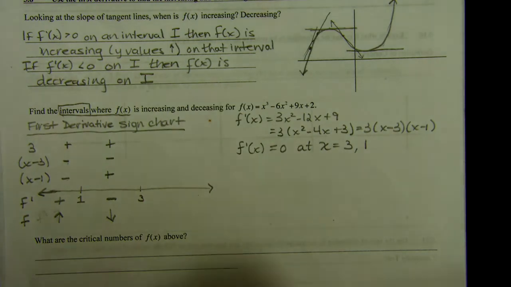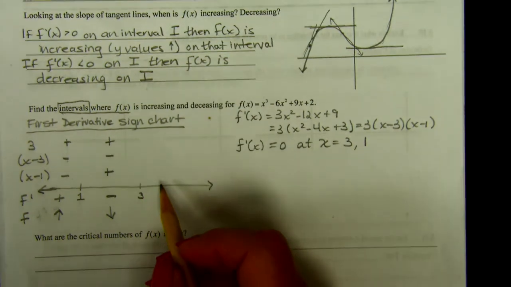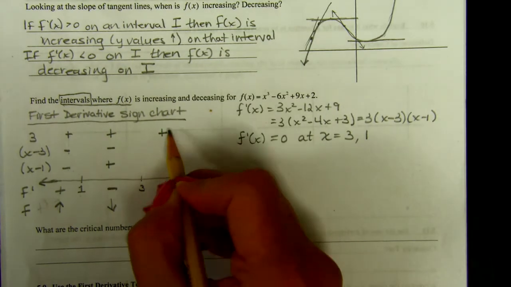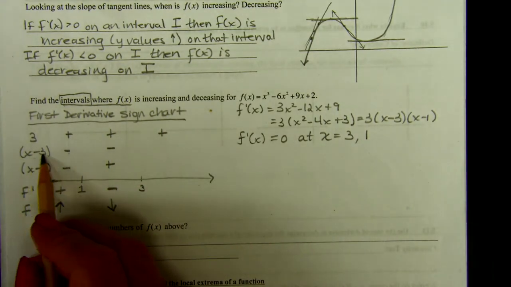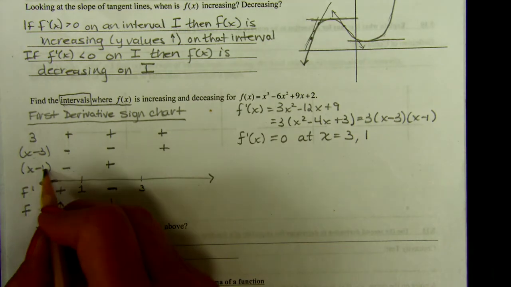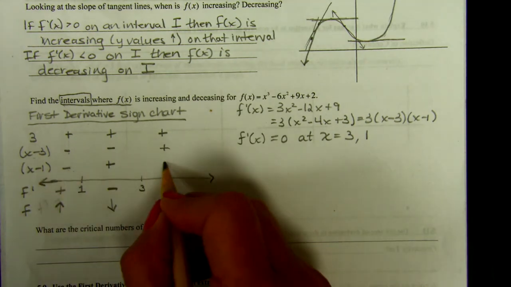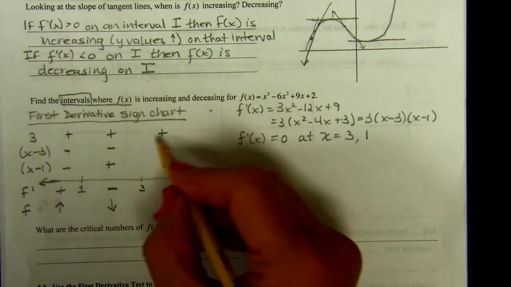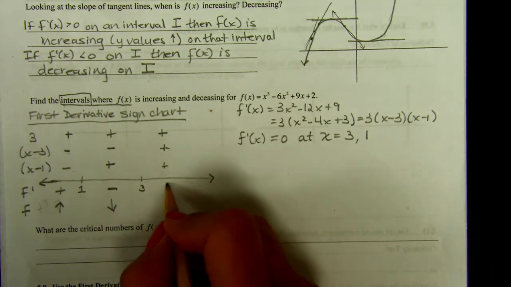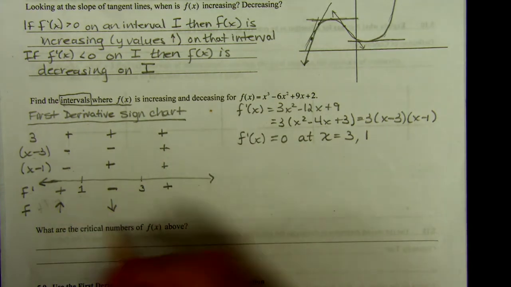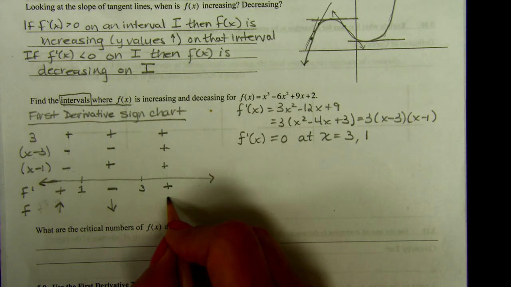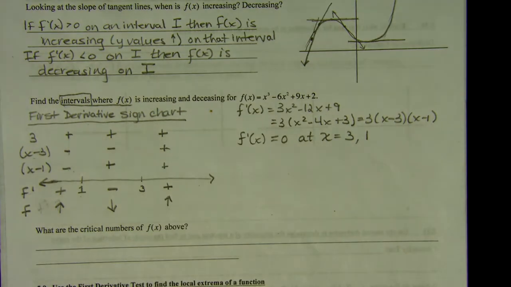And now let's look to the right of 3. Well, 3 is always positive. If I pick 4, 4 minus 3 is a positive number. 4 minus 1 is another positive number. So the derivative, positive times a positive times a positive, is a positive. Therefore, the function is increasing on that interval. Okay, and so now I need to answer the questions.